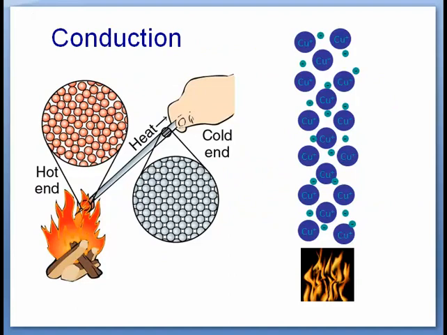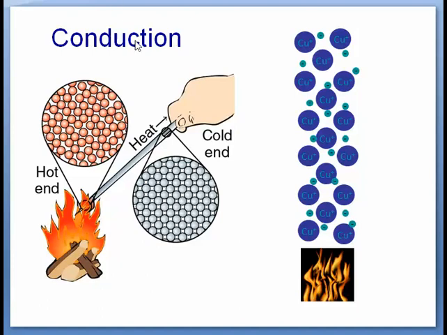There are three modes of heat transfer. One is conduction, one is convection, and third one is radiation. Conduction mainly takes place in solids. Convection takes place in fluid or at the boundary of solid and fluid. Radiation does not require any media.